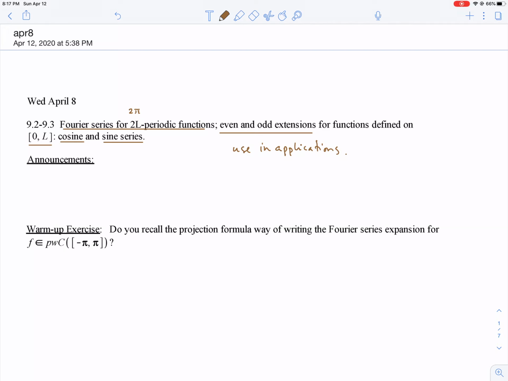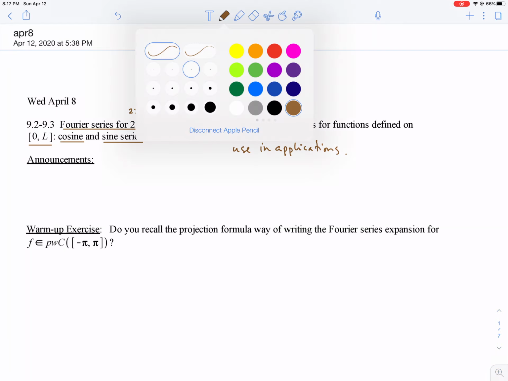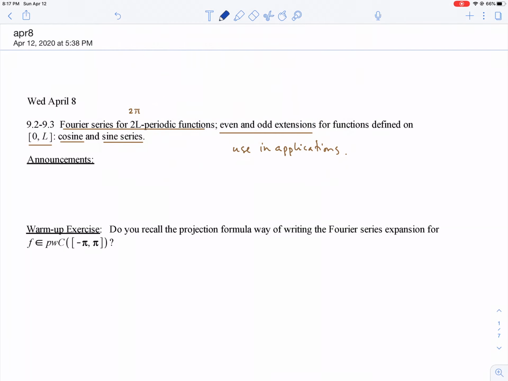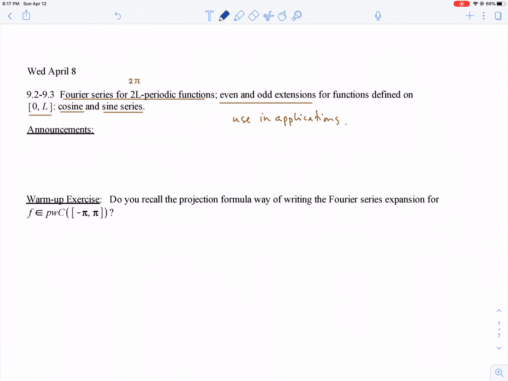Okay, well, since we're going to develop the theory for 2L periodic functions as a complete analogy to what we did for 2 pi, for a warm-up exercise, do you remember the way we used the inner product and the projection formula to understand Fourier series, in particular truncated Fourier series, as orthogonal projections?